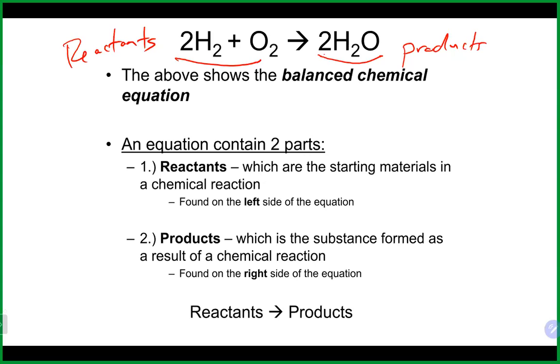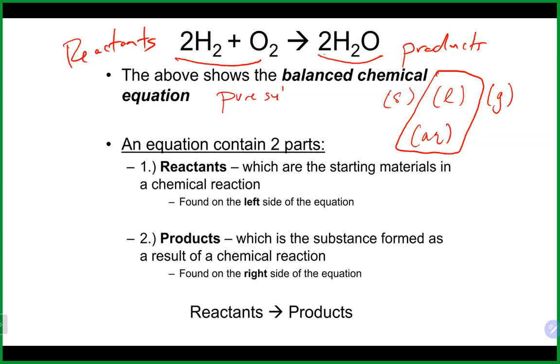We might also talk about some other things you commonly see in equations. The states of everybody are very commonly found. If you see an S next to something, that's the solid state, L is liquid, G is gas, and AQ is the aqueous state. We also talked about the difference between these two. If something is in the liquid state, that is usually just a pure substance.